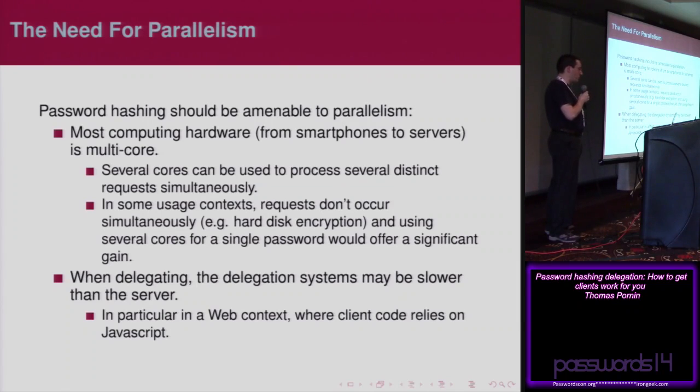And what I described just previously is very sequential. The sequence of squarings cannot be parallelized. Another reason to want parallel hashing is when you are delegating to systems which are slower than you, and not only slower than your server, but really slow. Here I'm thinking about web browsers and JavaScript, and I'll give figures about that. So you want to be able to spread one hashing operation to multiple delegating targets, such as web browsers, so that when you get all the answers, you can push them back together into one hashing.